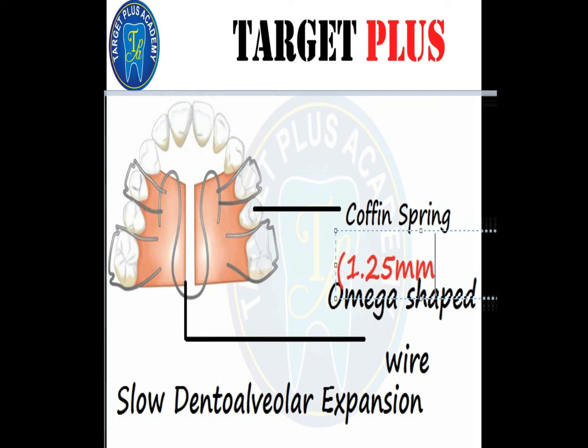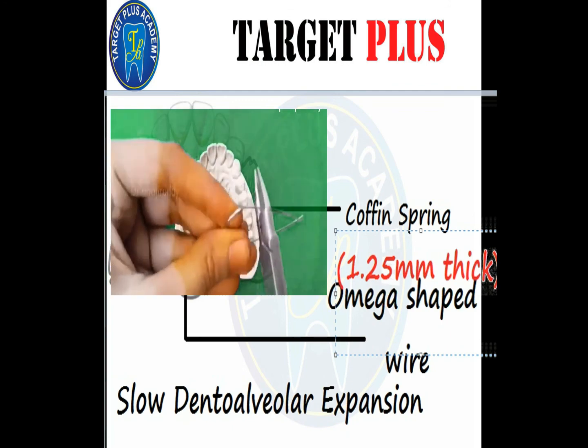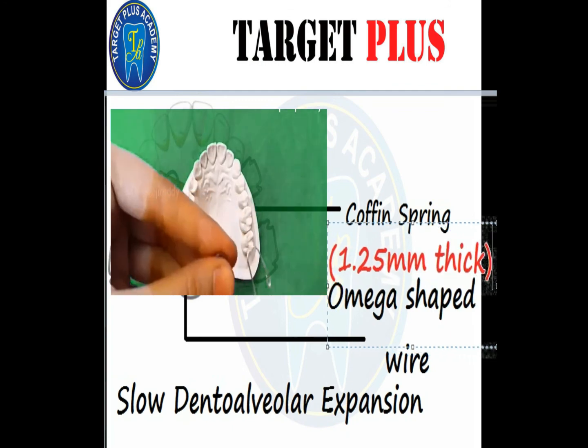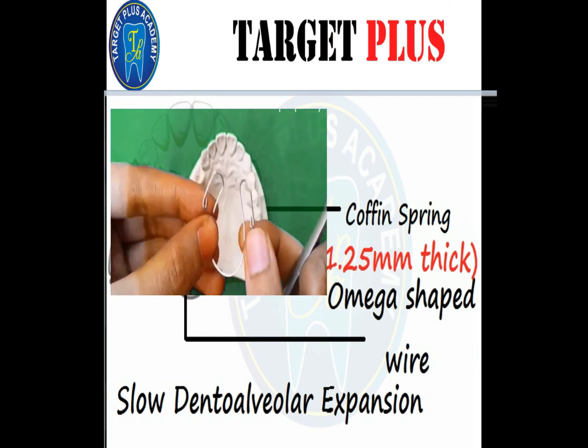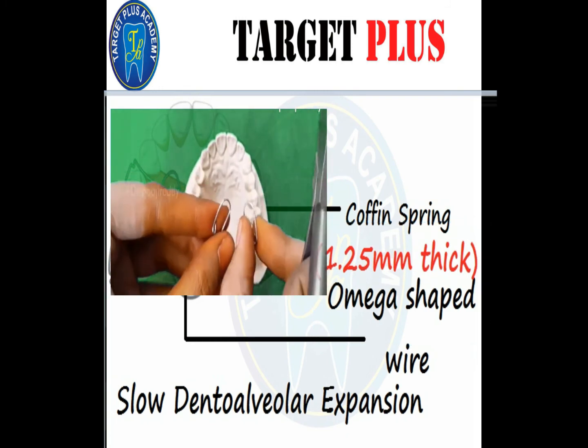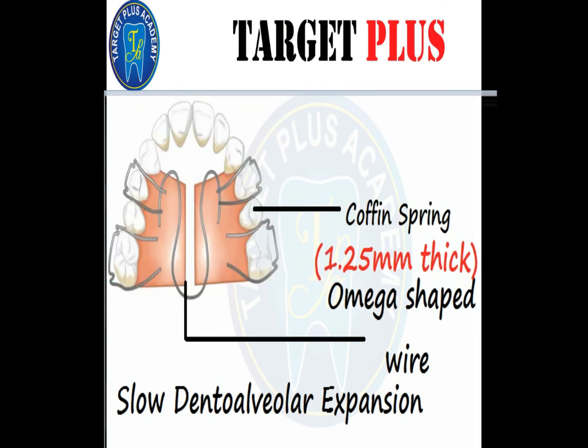So how will you activate this coffin spring? Simply pulling the wings apart activates the appliance. So this should be done in which region? Another question for your MCQ. It should be done first in the premolar region and then in the molar region. It can also be activated using a 3-prong plier at the base of the omega. They are rarely used as they tend to distort the spring.